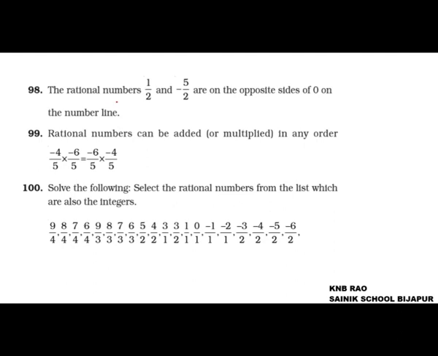Question number 98. The rational numbers 1 by 2 and minus 5 by 2. One is positive, another one is negative. So they are on the opposite sides of 0. It is true. Just now we saw. Rational numbers can be added or multiplied in any order, like in this example. Minus 4 by 5 multiplied by minus 6 by 5 is the same as minus 6 by 5 multiplied by minus 4 by 5. So it is true.